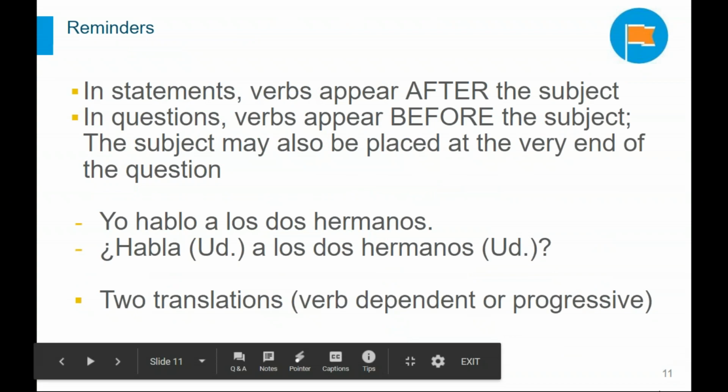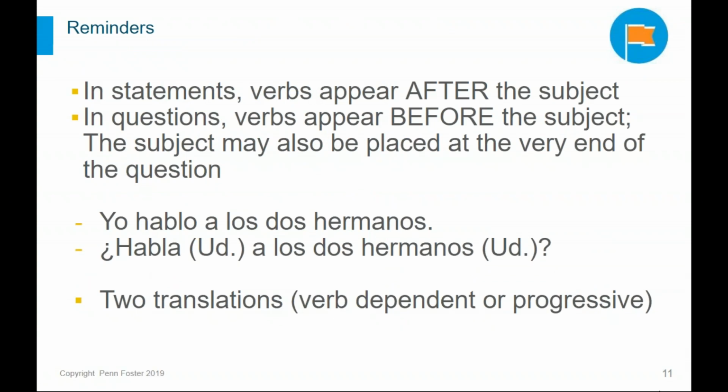All right, so you will see a couple of conjugations on this slide, but we're going to talk about the placement of the subject and the verb in a Spanish sentence or statement versus a Spanish question. And the key difference is in a statement, a sentence, the verb appears after the subject. So the subject comes first. And you can see that in that first example in the middle of the slide. Yo is the subject, meaning I, and hablo is the first person singular form of hablar, the verb to speak. So that sentence says, I am speaking to the two brothers or the two siblings. And notice the subject is first because it's a statement. It's not a question.